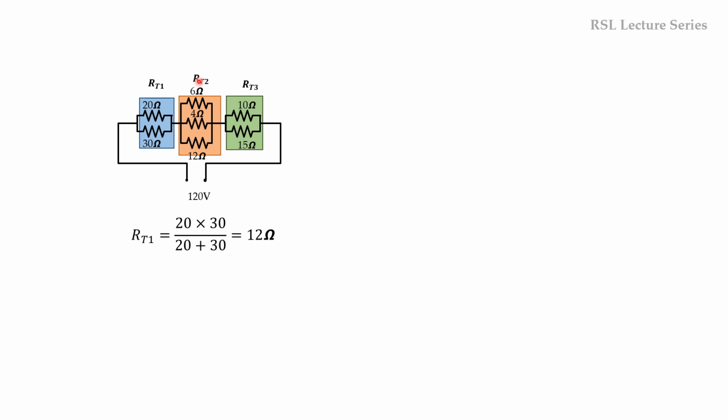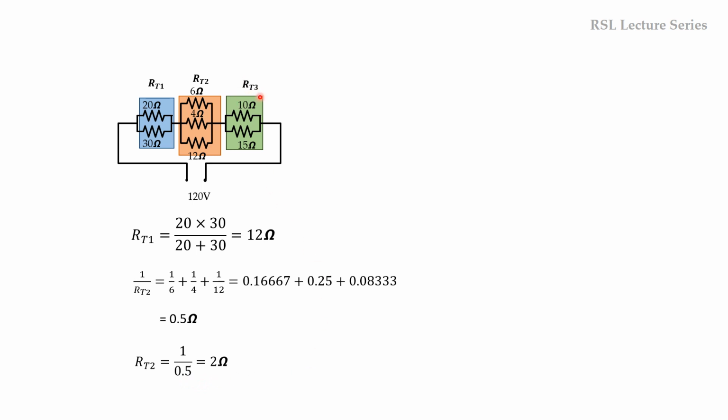Similarly, we have to find out the RT2 value. So 1 by RT2 is equal to 1 by 6 plus 1 by 4 plus 1 by 12. 1 by 6 is 0.16667, 1 by 4 is 0.25, 1 by 12 is 0.08333. We have to add all these, so we will get 0.5. On the left hand side we have 1 by RT2, so we have to take reciprocals on both sides. RT2 is equal to 1 by 0.5, that is equal to 2 ohms.